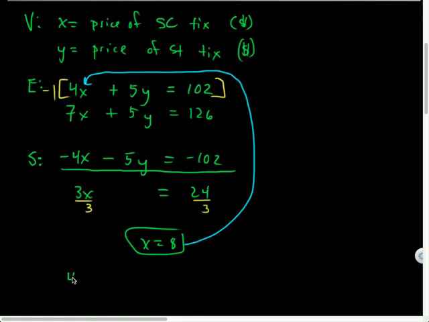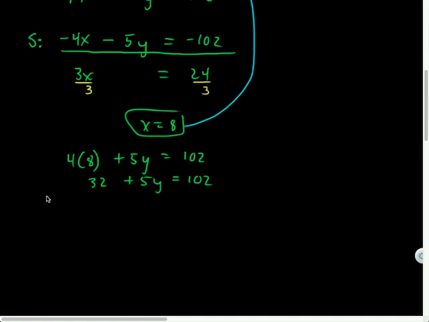And typically, I'm looking for the easy way out. Mathematicians are efficiently lazy people, right? So let's see, this would be 32 plus 5y equals 102. Hundo doso. Man, that would be such an awesome nickname.